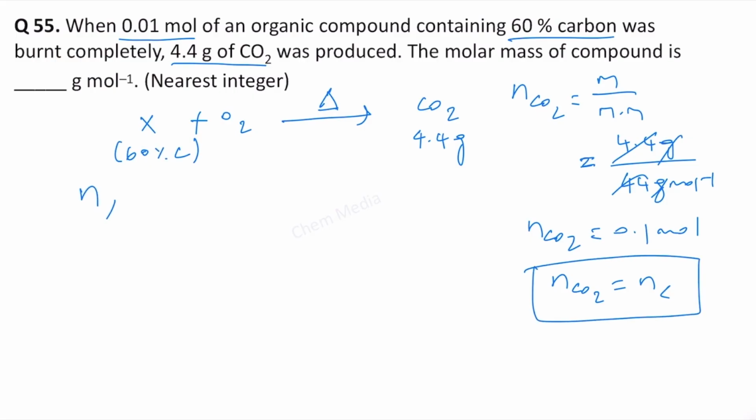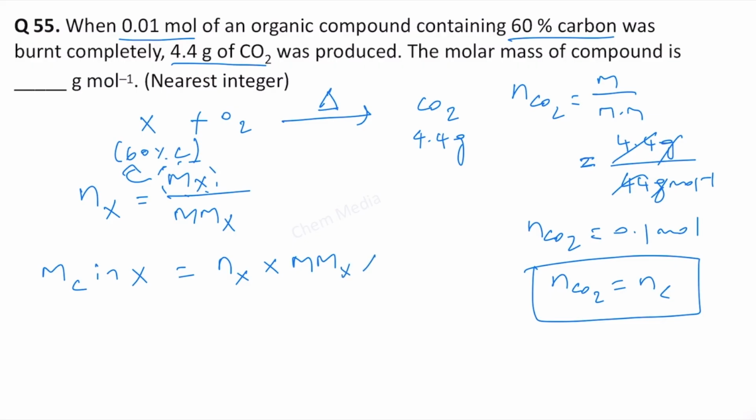Now, number of moles of X is equal to mass of X divided by molar mass of X. The mass of X here is given in an indirect manner. They mentioned it as 60% carbon. Therefore, mass of carbon in X is equal to number of moles of X times molar mass of X times 60 by 100, because whatever is the total mass of X, in that 60% is carbon. Now let's keep it as equation 1.